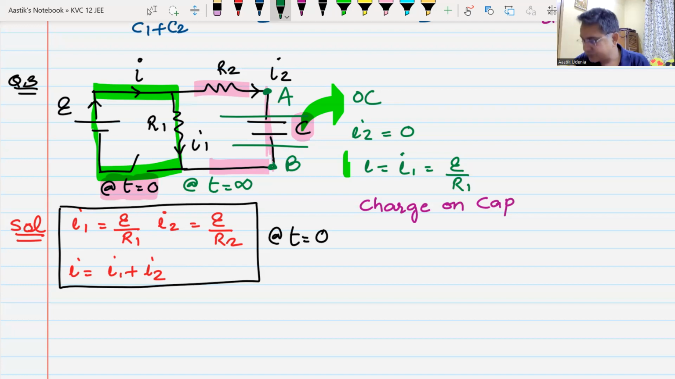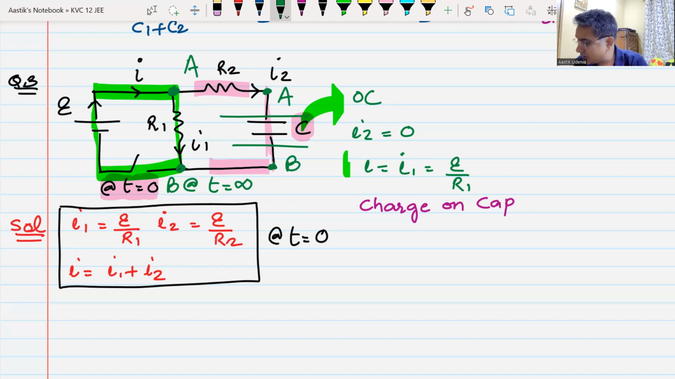Now, remember, there is no current I2 in this branch. So the potential difference across the capacitor is the same as the potential difference between these 2 points A and B. Do we understand this? We have to find the potential difference between A and B and multiply it by C. And that is the answer.